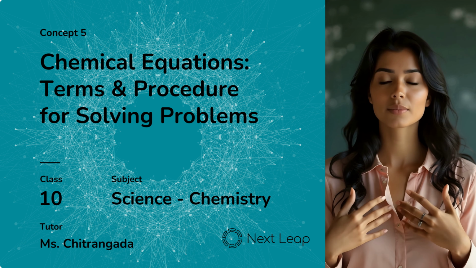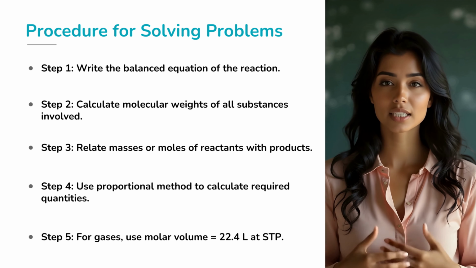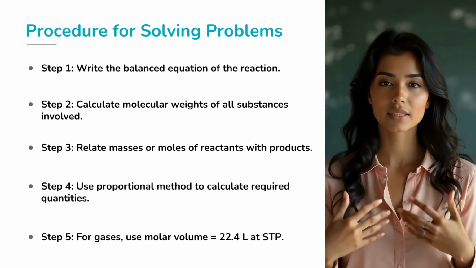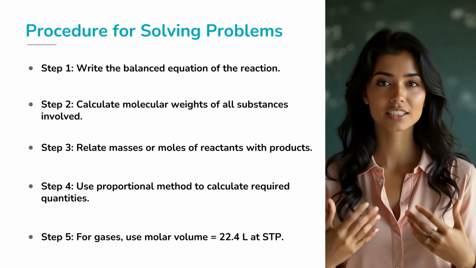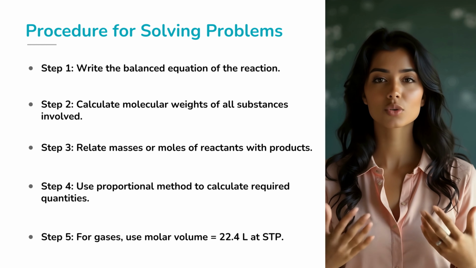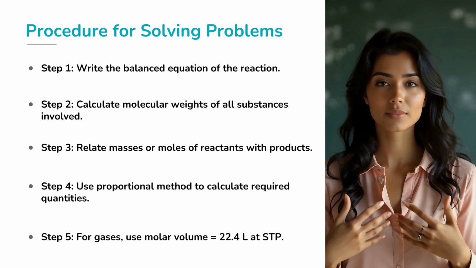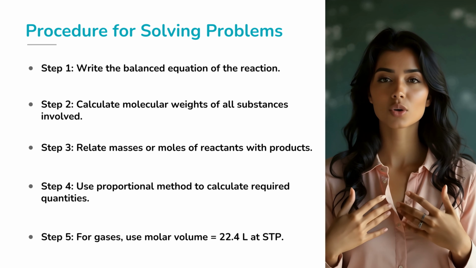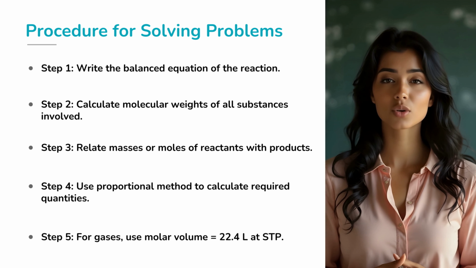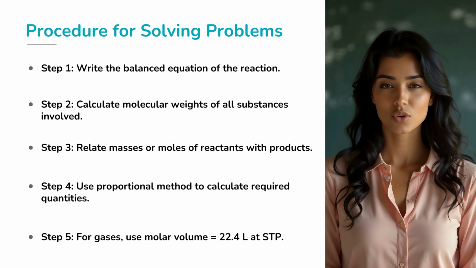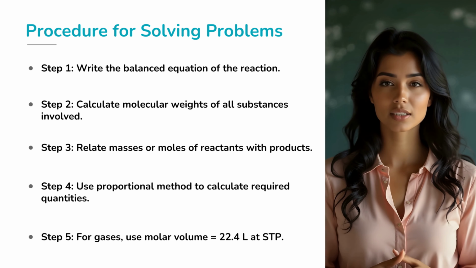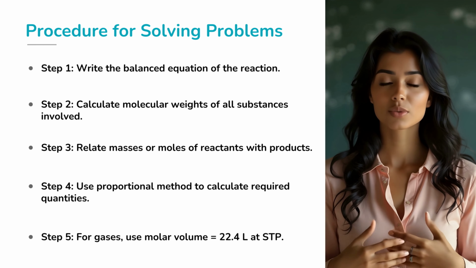So, how do we solve problems using equations? Think of it as following a recipe. Step 1, write the balanced equation. Step 2, find molecular weights of the reactants and products. Step 3, convert those coefficients into actual grams or moles. Step 4, use proportions to find the required masses or volumes.